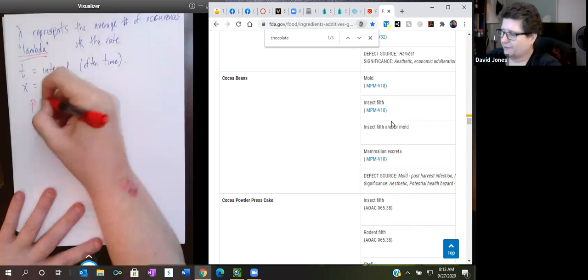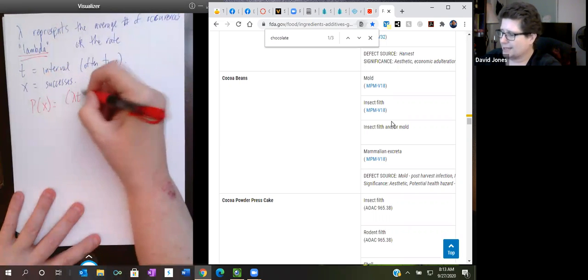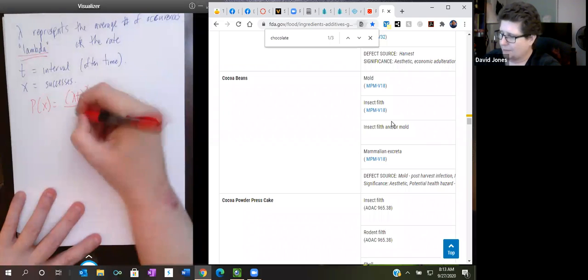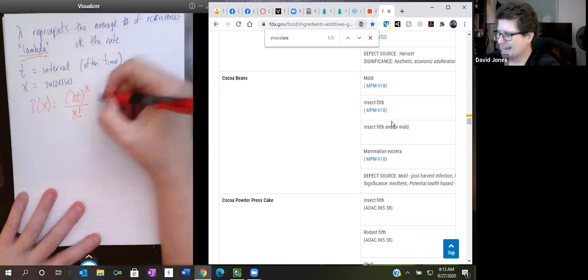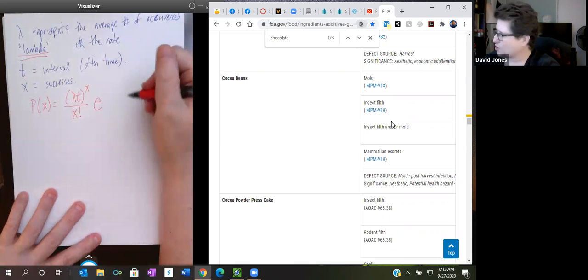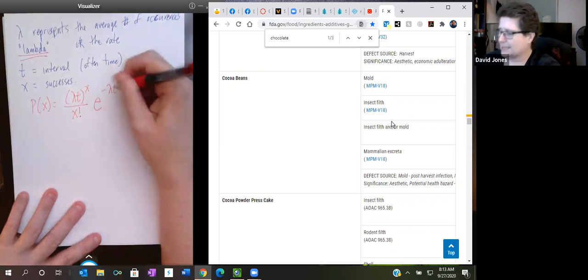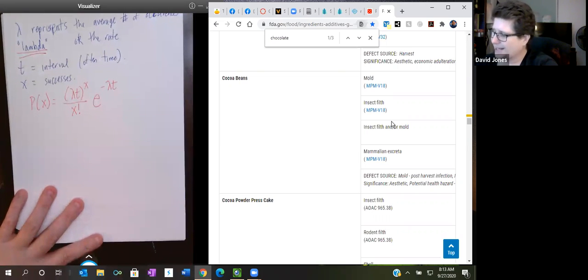The probability for a specific X, we're going to take lambda and multiply it by T, and raise it to the X power. Then we divide that by X factorial. We've seen factorials before. E is actually a value, like 2.71 something. It shows up in nature a lot. We raise E to the negative lambda times T. That's the formula.